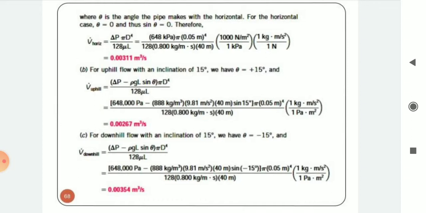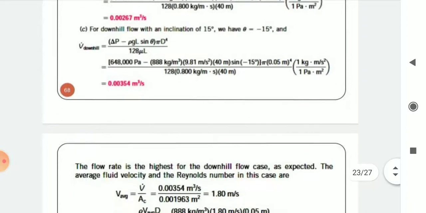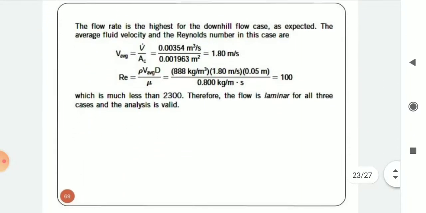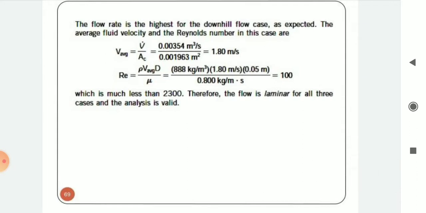Okay, and for the third condition, downhill flow with an inclination of 15 degrees, theta is equal to minus, because it is downward. So for V dot downhill we have the formula (delta P minus rho g L sin theta) divided by 128 mu L into pi d raised to 4. Putting the values in that formula, we get V dot downhill equal to 0.00354 meter cube per second. So the flow rate is the highest for the downhill flow case, as expected.